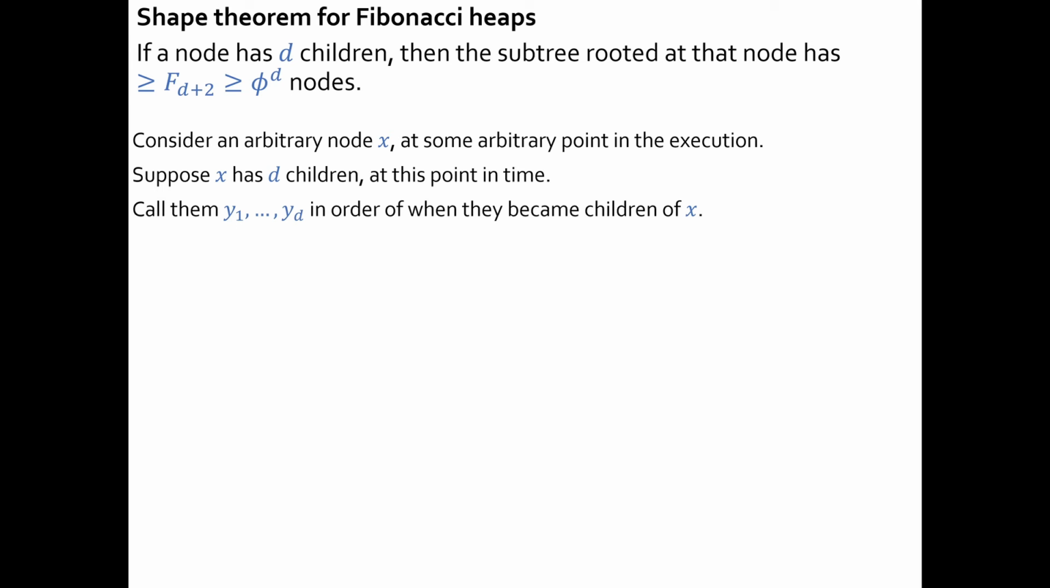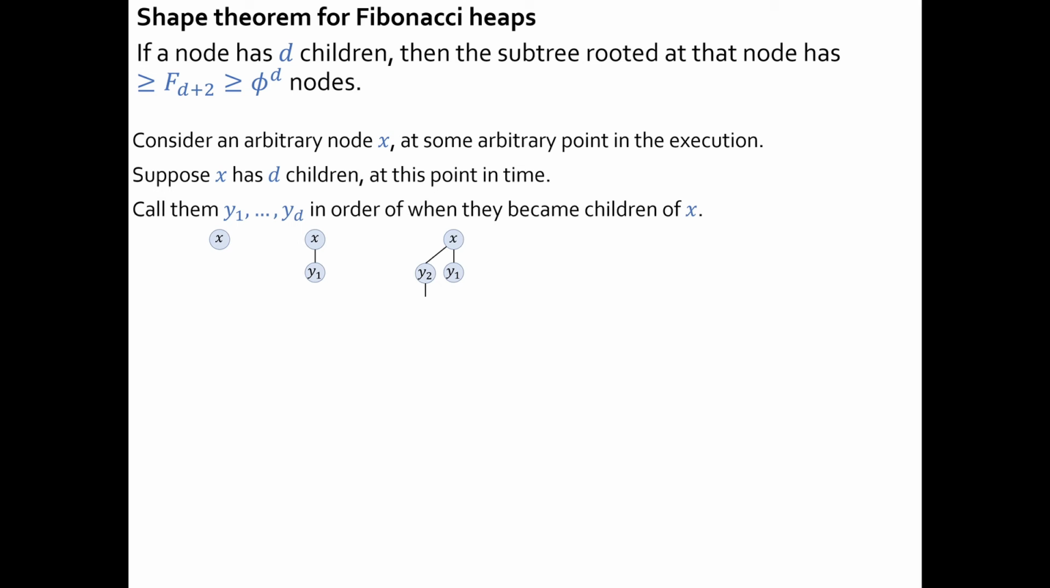Let's imagine that at that point in time where we've stopped, we find that the node x happens to have d children. Let's label those d children y1 up to yd in order of when those children became children of x. So if we think back to the events that preceded this breakpoint, at some point in time we had the node x. At some point in time, y1 became a child of x. At some point in time, y2 became a child of x. So y2 became a child when x already had y1 as a child.